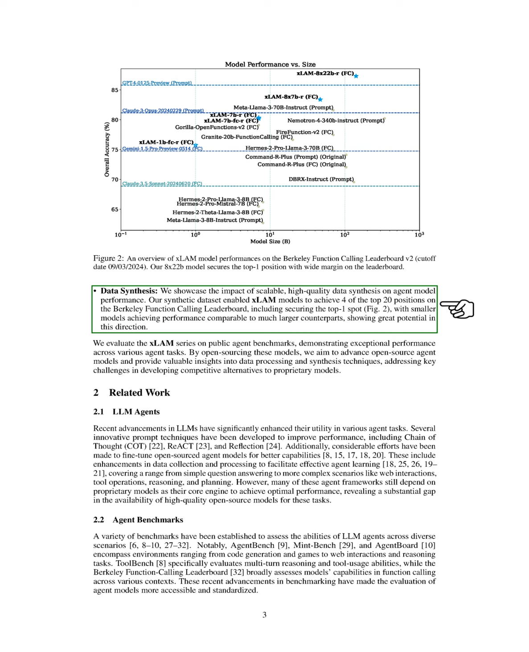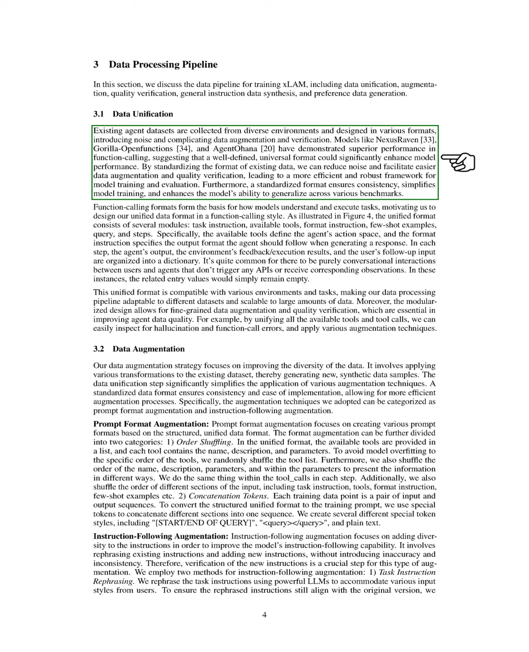Section: Data Unification. In this section, we discuss data unification. We recognize that existing agent datasets come from various environments and formats, which introduces noise and complicates data augmentation and verification. Models like Nexus Raven, Gorilla Open Functions, and Agent Ohana have shown that a clear, universal format can greatly improve model performance. By standardizing data formats, we can reduce noise and make data augmentation and quality verification easier, leading to a more effective framework for training and evaluating models. A consistent format also simplifies model training and enhances the model's ability to generalize across different benchmarks.